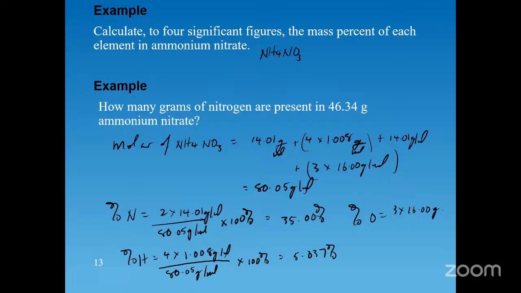And then we do finally the percentage of oxygen, which is 3 times 16.00 grams per mole divided by 80.05 grams per mole times 100%. So 3 times 16 divided by 80.05 times 100%. So this gives 59.96%.